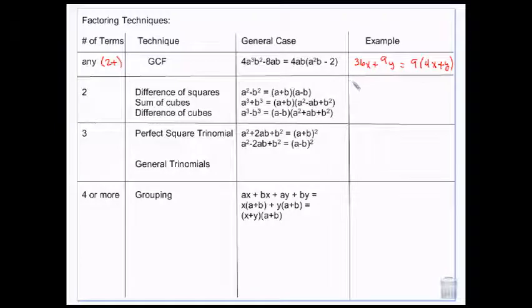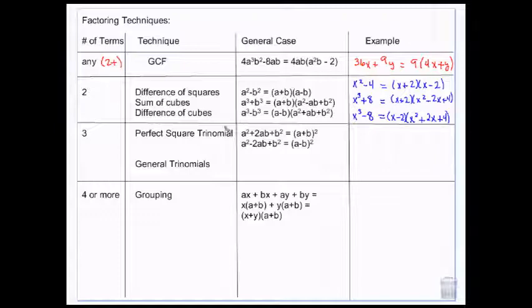Difference of squares. X squared minus 4, those are perfect squares, so that factors to x plus 2, x minus 2. Difference of cubes, or sum of cubes, so x to the third plus 8. So it'll be x plus 2 times x squared minus 2x plus 4. If I did minus 8, it would be x minus 2 times x squared plus 2x plus 4.